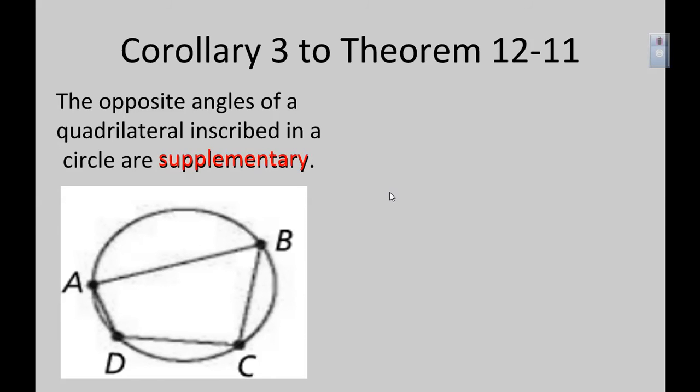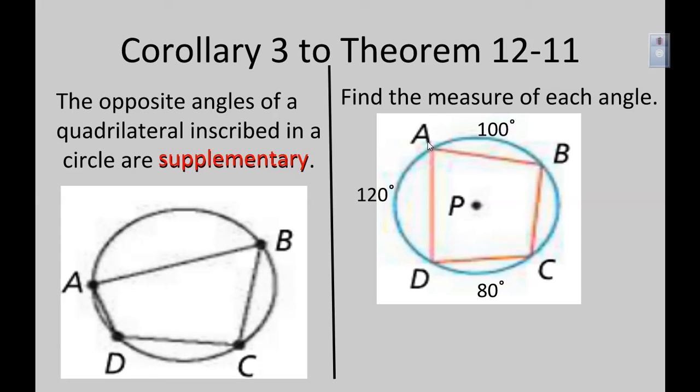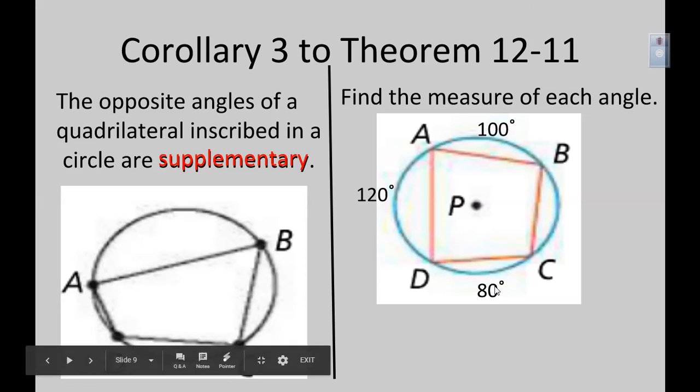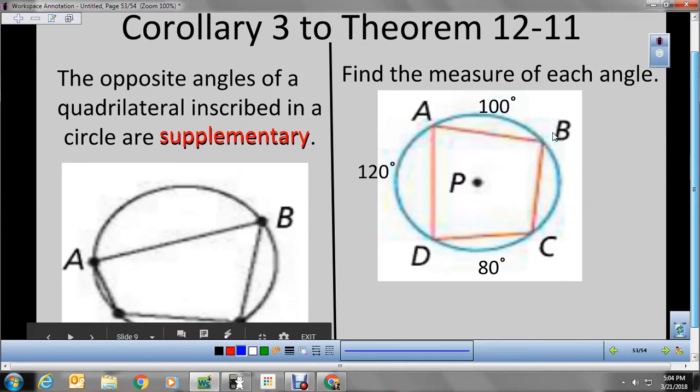So let's take a look at our example. We have A, B, C, and D. We need to find the measures of each of these angles. Now, we look here, we have arc AB is 100, arc AD is 120, and arc CD is 80. So we're missing arc BC. What we have to do first is find out what that measure is. So we take 100 and 120 and 80 and add them together. 80 and 120 gives us 200. 200 and 100 gives us 300. So 300 subtracted from 360 gives us 60 degrees. So the measure of arc BC is 60.